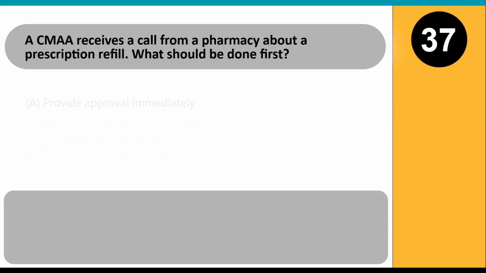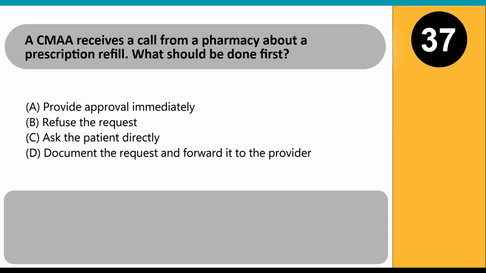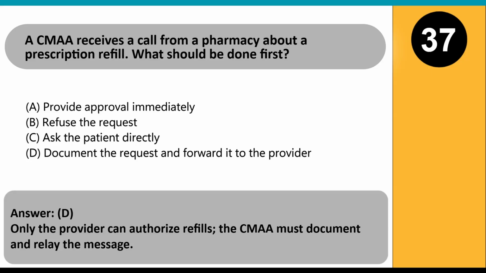A CMAA receives a call from a pharmacy about a prescription refill. What should be done first? A. Provide approval immediately. B. Refuse the request. C. Ask the patient directly. D. Document the request and forward it to the provider. Answer D. Only the provider can authorize refills. The CMAA must document and relay the message.